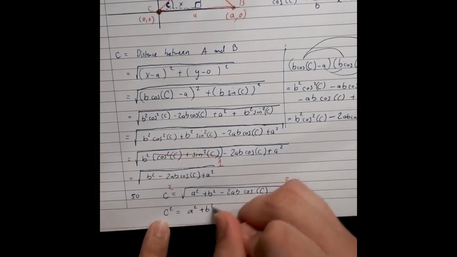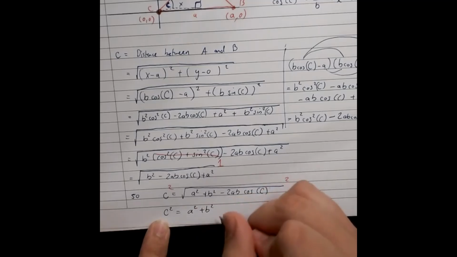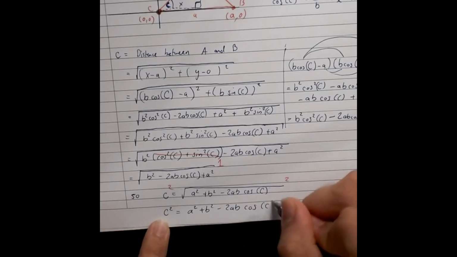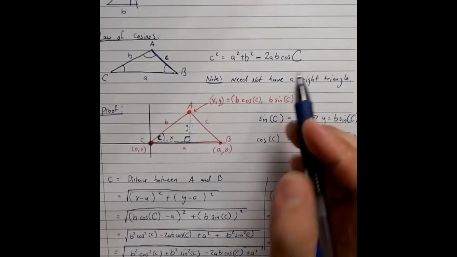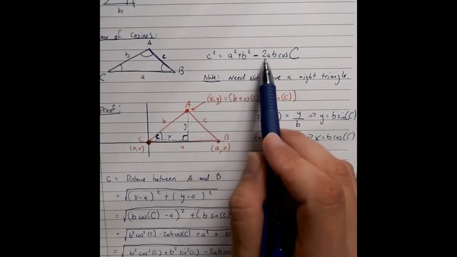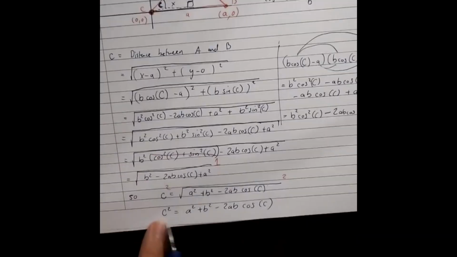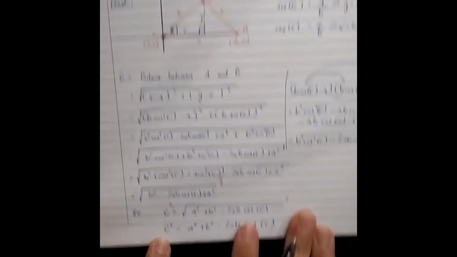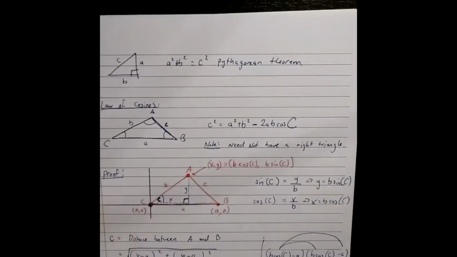So here I just get a squared plus b squared minus 2ab times the cosine of c, which is exactly what the law of cosines says I was supposed to get. C squared is equal to a squared plus b squared minus 2ab cosine of c. And that is the end of our proof. So this confirms the law of cosines.